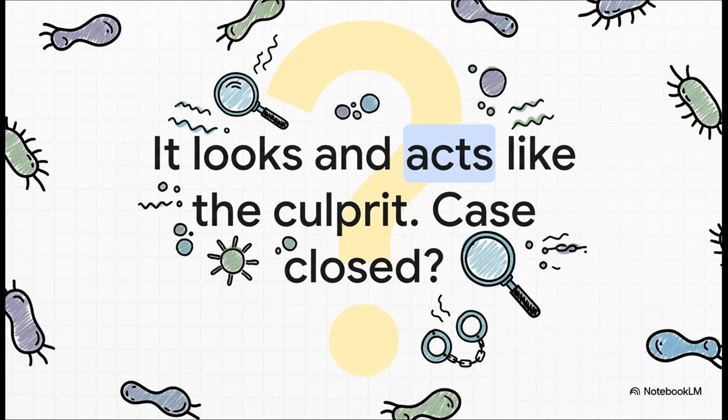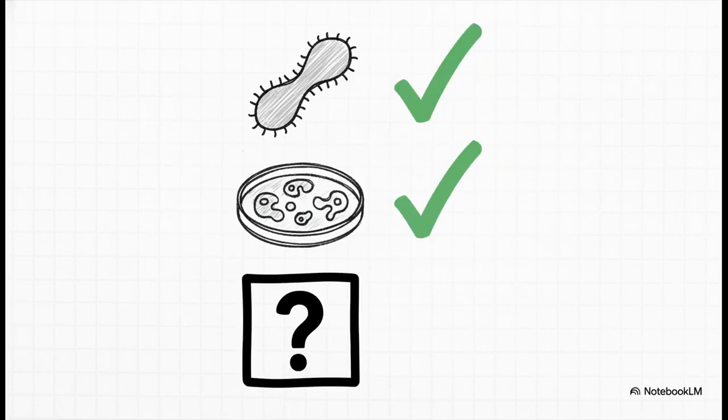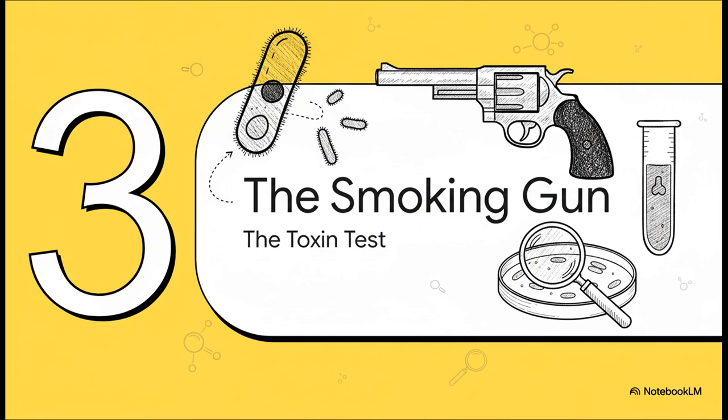Okay. So now we've got a suspect that not only has the right look, but it has the right criminal behaviors in the lab. It's looking like an open and shut case. We're ready to make an arrest, right? No, absolutely not. Because even with all of this evidence, the look, the smell, the swarming growth, we are still missing the single most important piece of the puzzle. We haven't found the weapon. And that brings us to the final, definitive step in our investigation, the one test that can truly, without a doubt, confirm our diagnosis. We are now looking for the smoking gun.